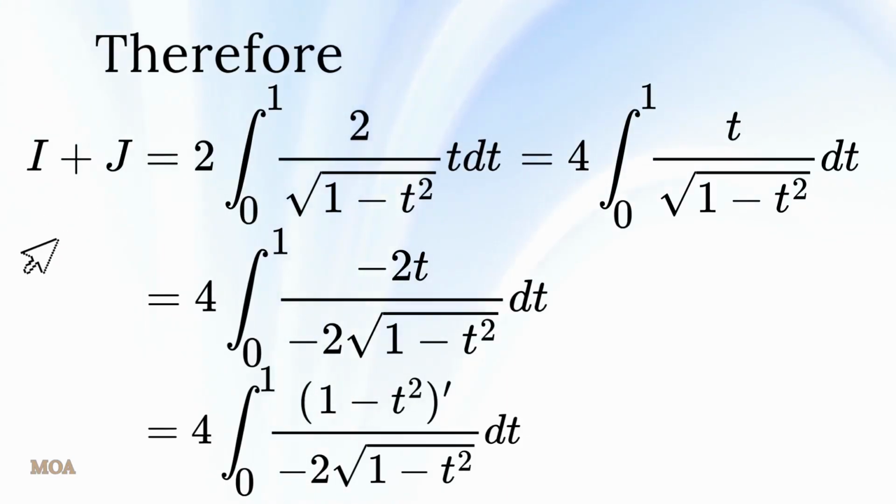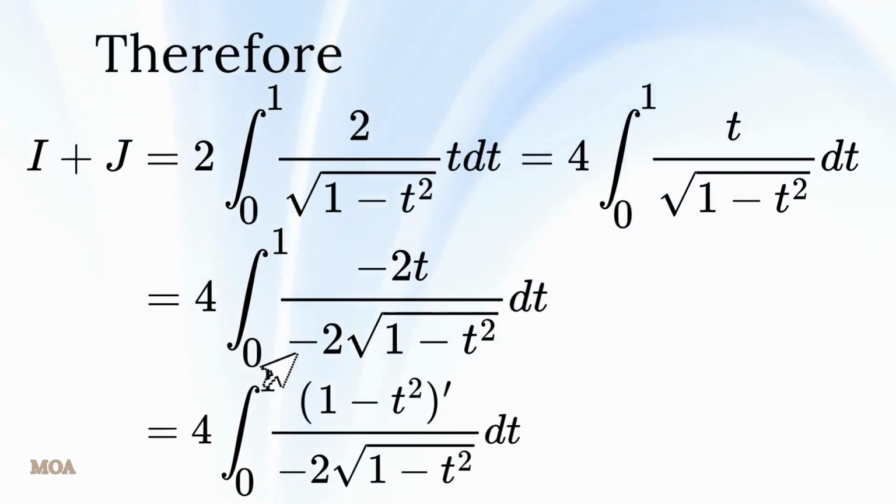Therefore, I plus J becomes 2 times the integral from 0 to 1 of 2 times t divided by the square root of 1 minus t squared dt, which equals 4 times the integral from 0 to 1 of t divided by the square root of 1 minus t squared dt.